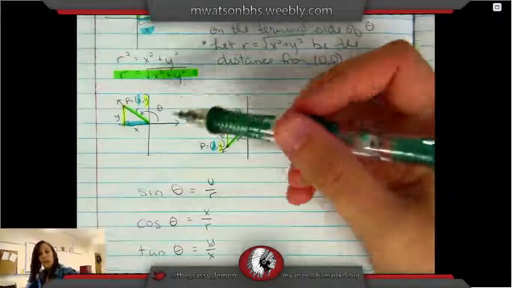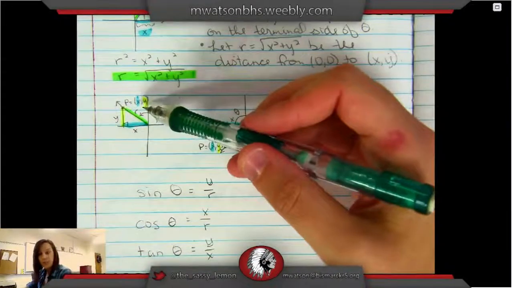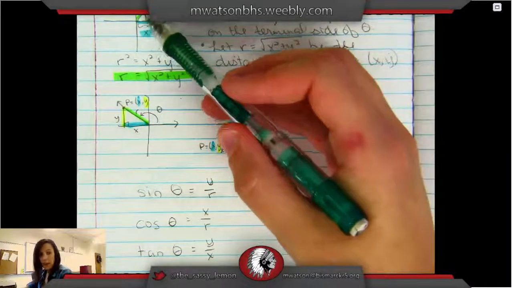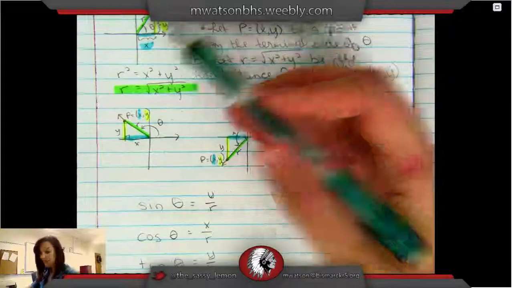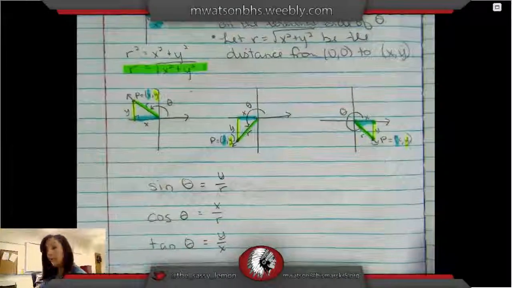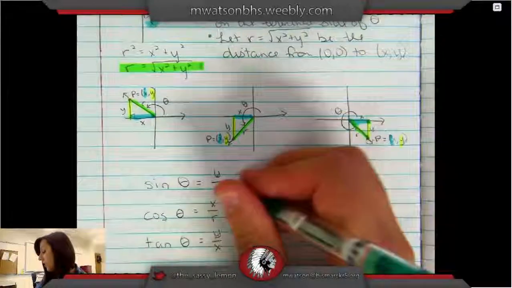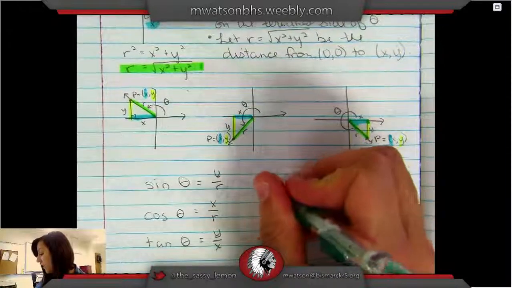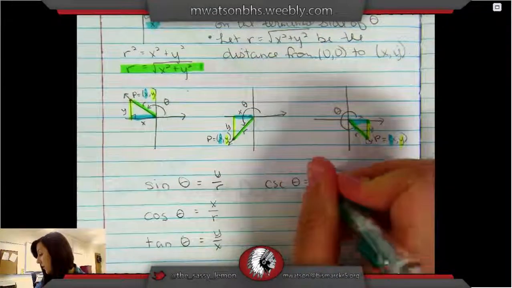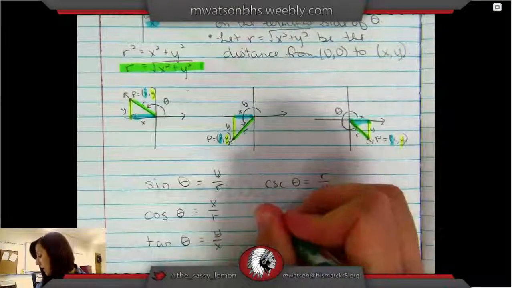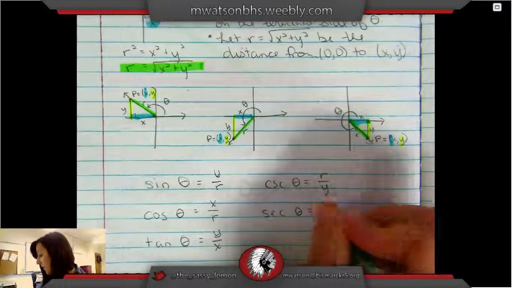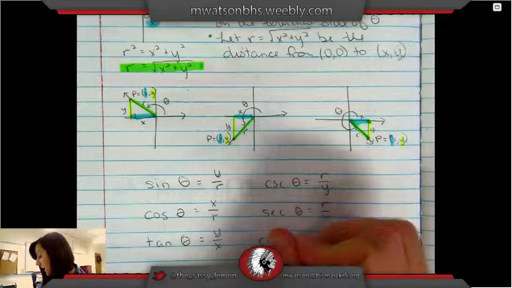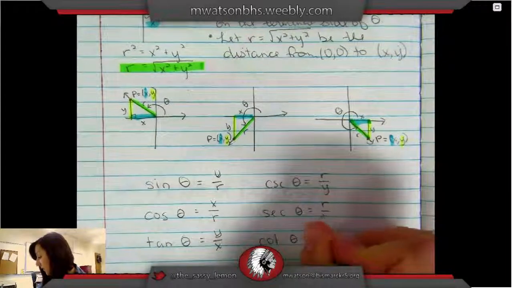And all this comes straight out of these little triangles. If you look at this theta up here, that's what I was talking about at the beginning. And then, of course, your reciprocals are all going to just be the flip of this ratio. So cosecant theta is going to be r over y. Secant theta is going to be r over x. And cotangent theta is x over y.